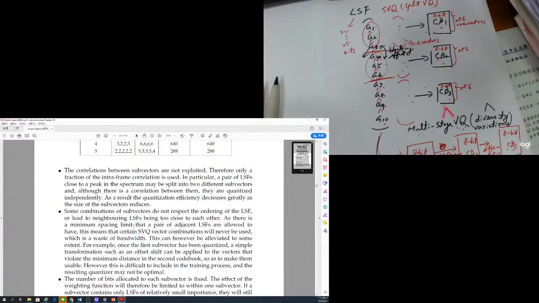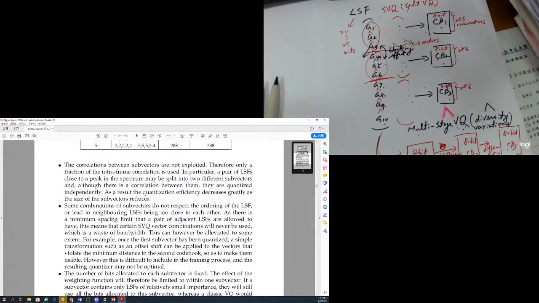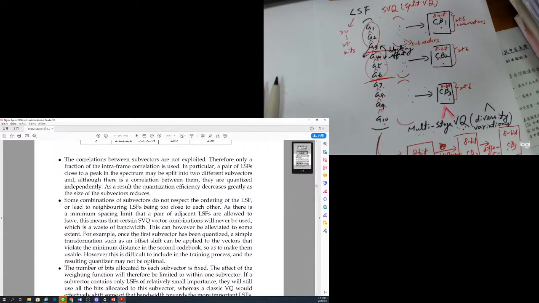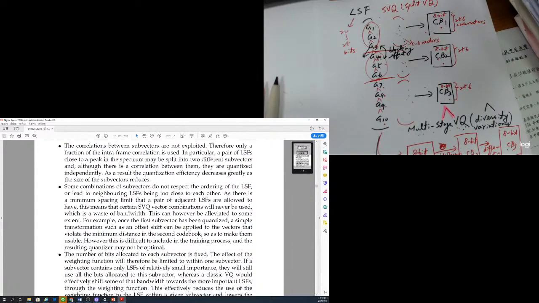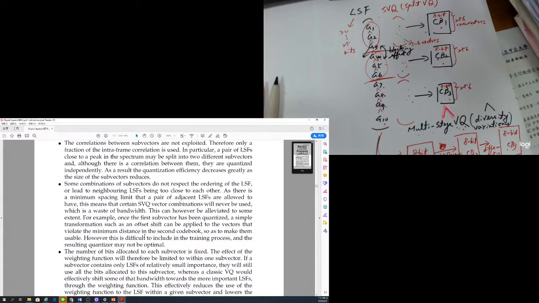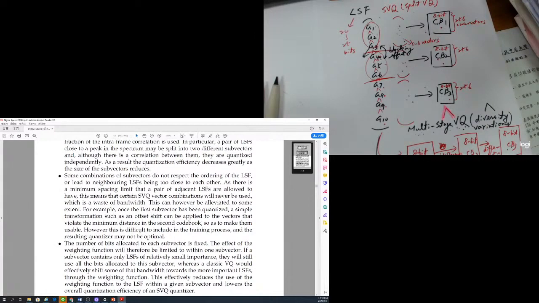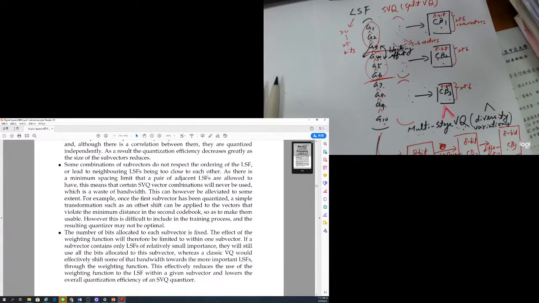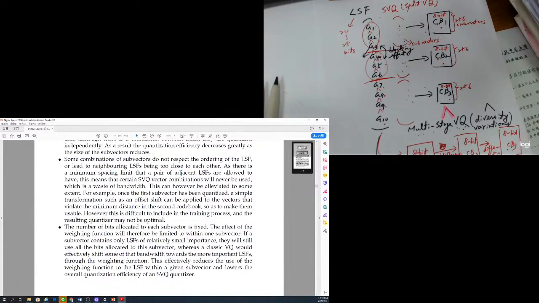So in the standard G.723.1, they have a minimal spacing check, to make sure the order does not change and they keep the minimal distance. The number of bits allocated to each subvector is fixed. So the weighting function is limited within one subvector. A subvector containing only line spectrum frequencies that are relatively unimportant is still given its fixed bits.